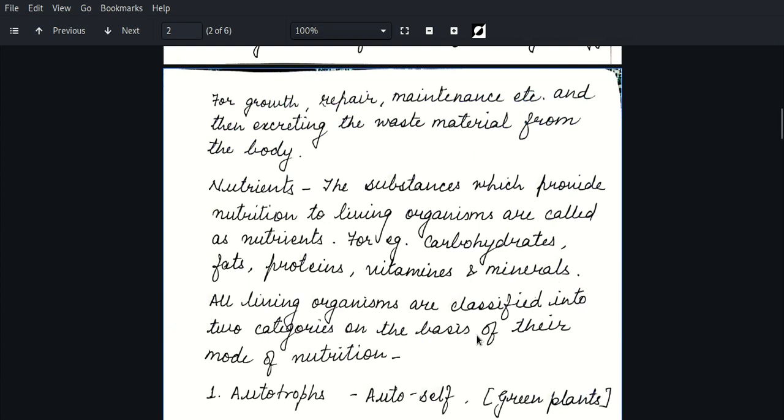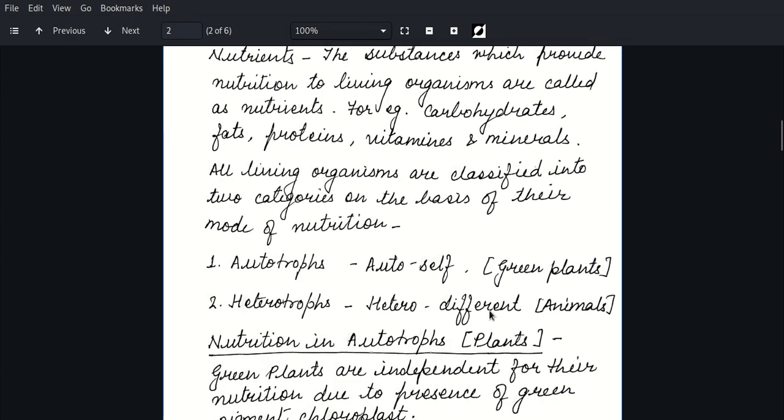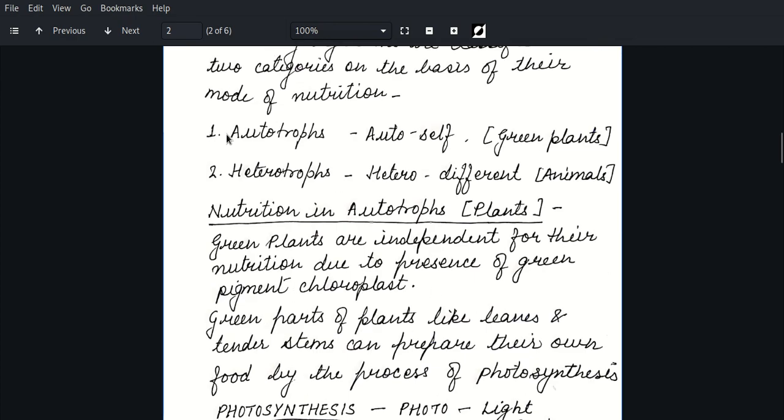On the basis of mode of nutrition, all the living organisms can be classified into two categories. First is autotrophs. Auto means self, trophs means organisms. Means those organisms which are independent for their food. Means they can synthesize their food by themselves, are called as autotrophs.